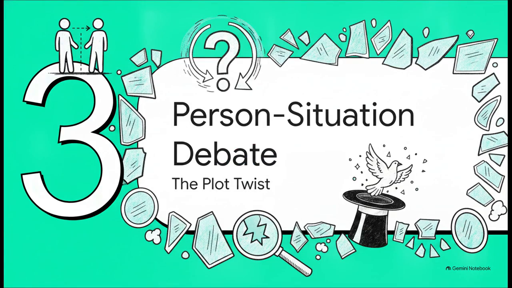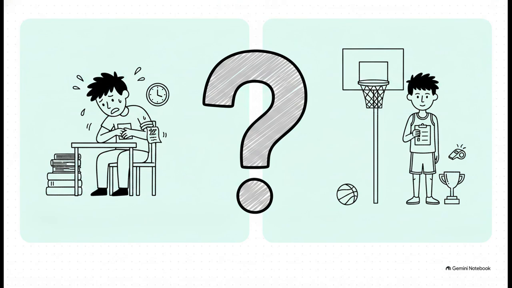Which brings us to Section 3, the person-situation debate, the plot twist. Okay, so during the late 20th century, the renowned psychologist Walter Mischel ignited a fierce battle by asserting that global personality traits are largely an illusion. Yeah, literally an illusion. This kicked off the legendary person-situation debate.